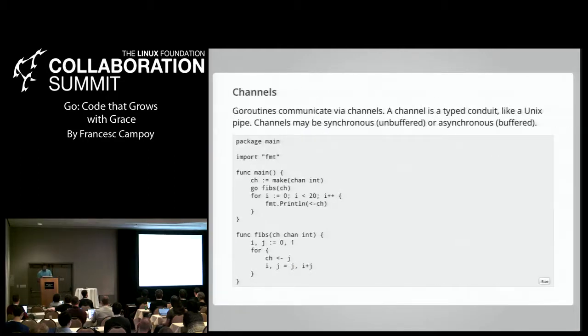Okay, so to do that, we have to make Go routines communicate. To make Go routines communicate, we have channels. You can see channels as typed Unix pipes, so you can have any kind of channel. In here, for instance, we have this example: a channel of integers. And this is the way to declare them, using make.